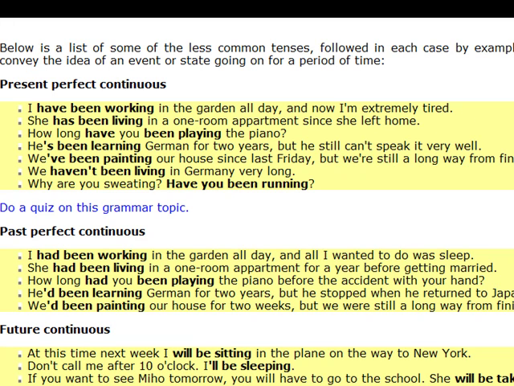Here we have the present perfect continuous. I have been working in the garden all day, and now I'm extremely tired. She has been living. That's the present perfect continuous form. She has been living in a one-room apartment. Let's skip a little bit faster. Let's go to the negative form.